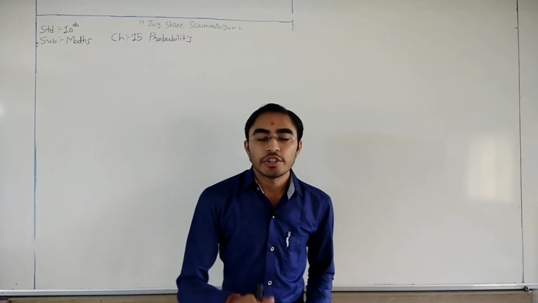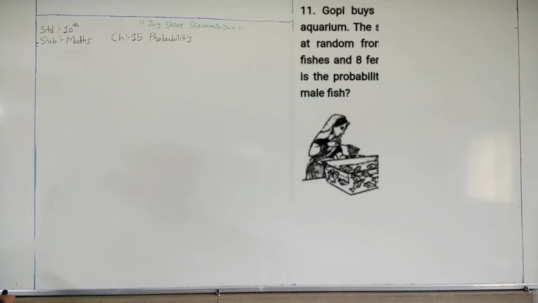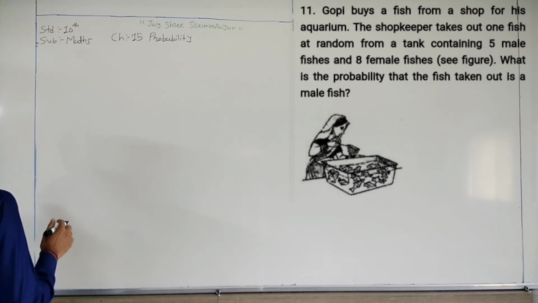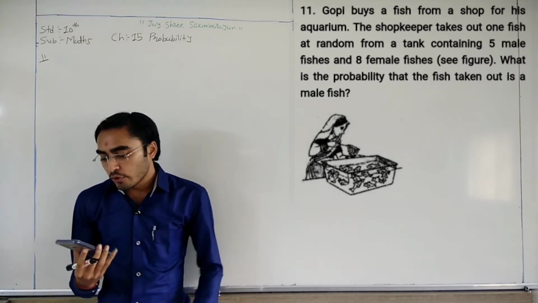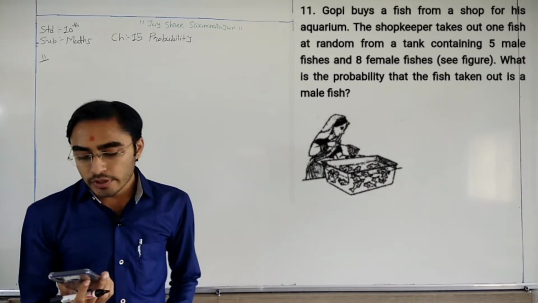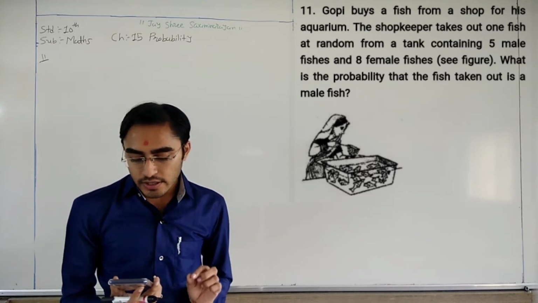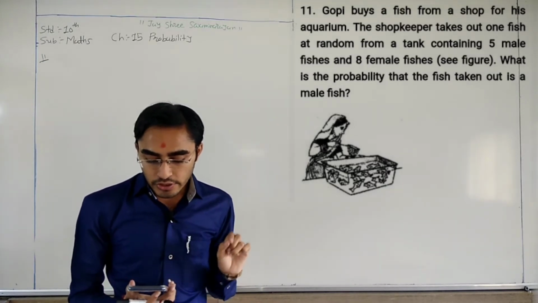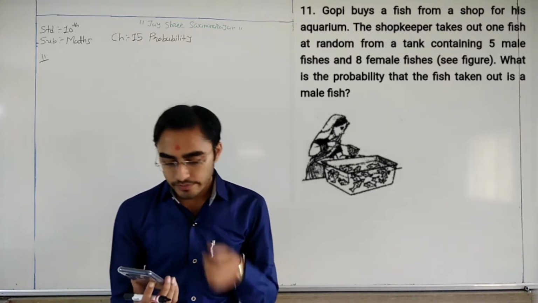Okay. Then next is question number 11. First of all, read this question. Gopi buys a fish from a shop for his aquarium. The shopkeeper takes out one fish at random from the tank containing 5 male fishes and 8 female fishes. What is the probability that the fish taken out is a male fish?